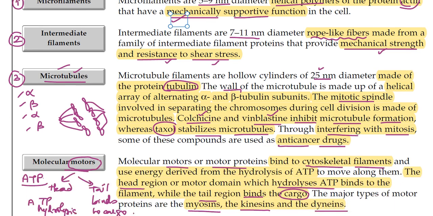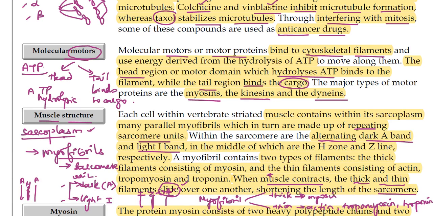Next is molecular motors. Molecular motors bind to cytoskeletons and hydrolyze ATP to get the energy. Now these motor proteins have a head region and a tail region. The head region is responsible for ATP hydrolysis, and the tail region binds to the cargo protein. So there are three types of motor proteins we need to discuss: myosin, kinesin and dyneins.